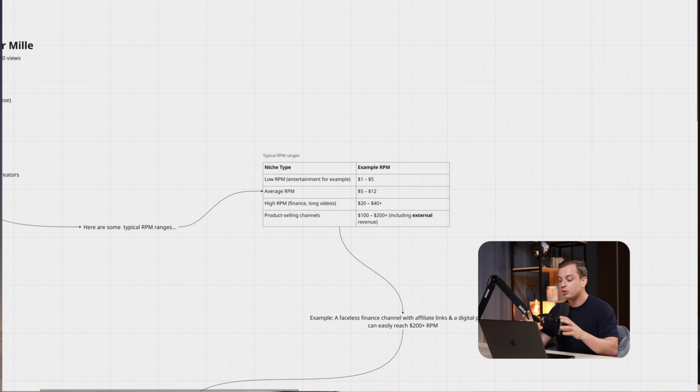High RPM niches most often happen in finance videos or longer videos, and this is where AI stories are so profitable. However, AI stories are not really meant for long-term wealth. They're more going up and down. This is the reason why I like to focus on classic YouTube automation with niches that can get over an RPM of $10. And then we got product selling channels.